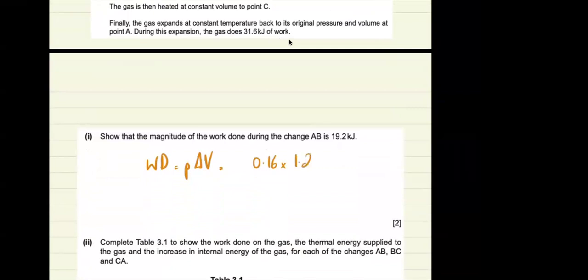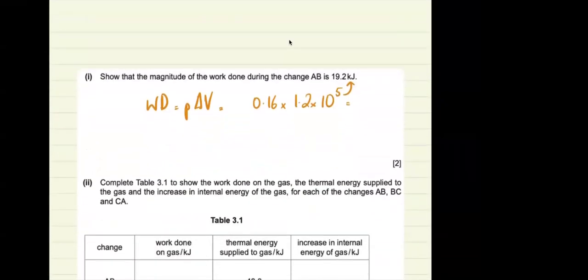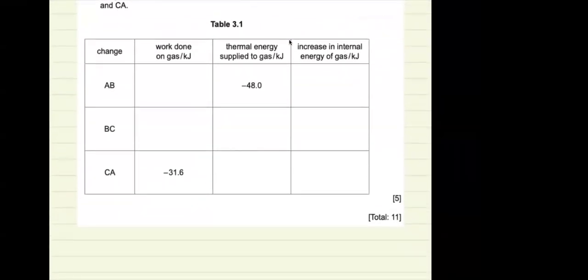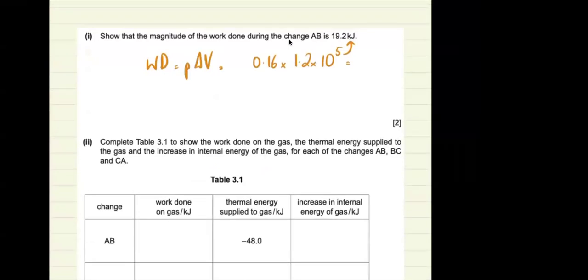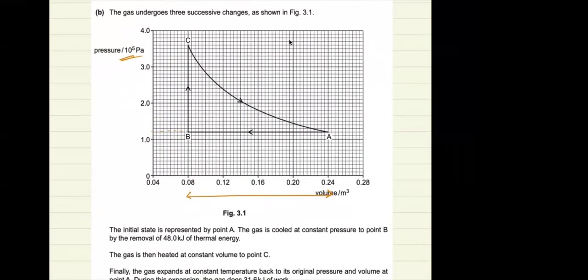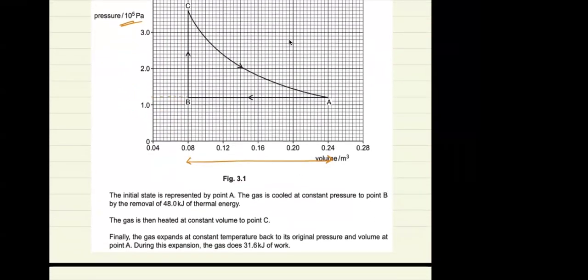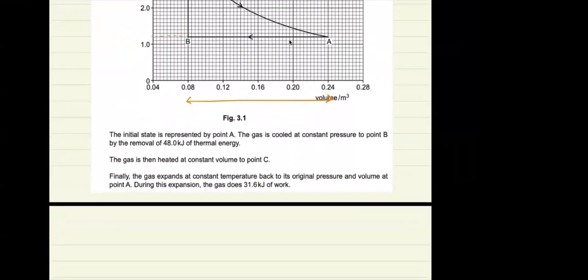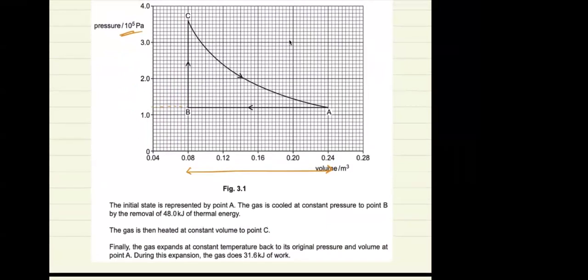So 1.2 to the 5. This should give you this value right here. This one also we've done. If not exactly this one, then we've done a lot of similar questions. So if we talk about A to B, we just found out the work done.